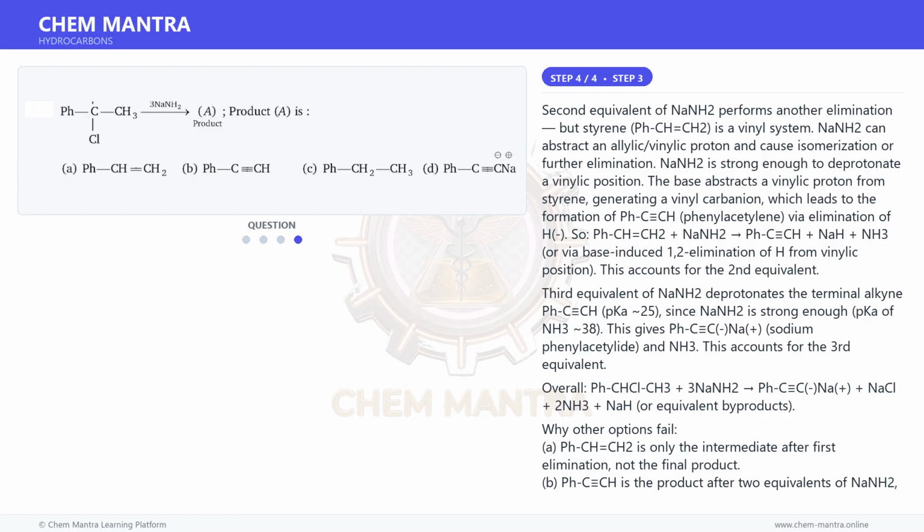Why other options fail? A. PhCH=CH2 is only the intermediate after the first elimination, not the final product. B. PhC≡CH is the product after two equivalents of NaNH2, but the third equivalent deprotonates it. C. PhCH2CH3 would require reduction, not elimination.